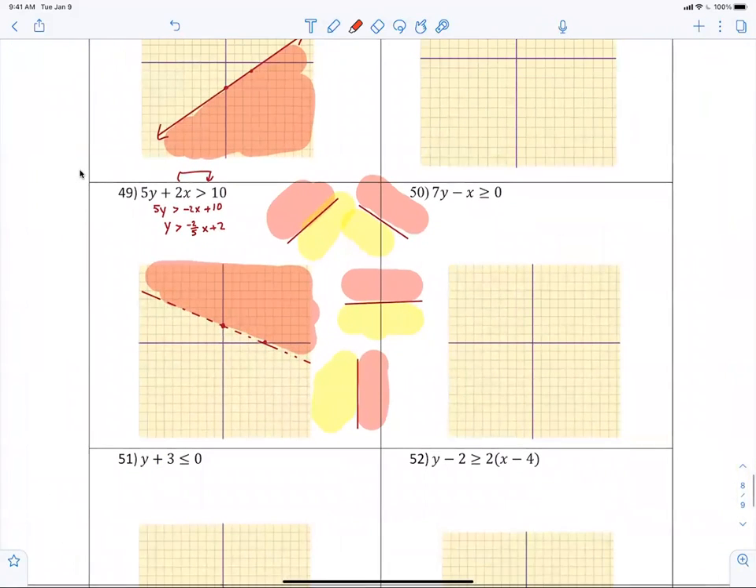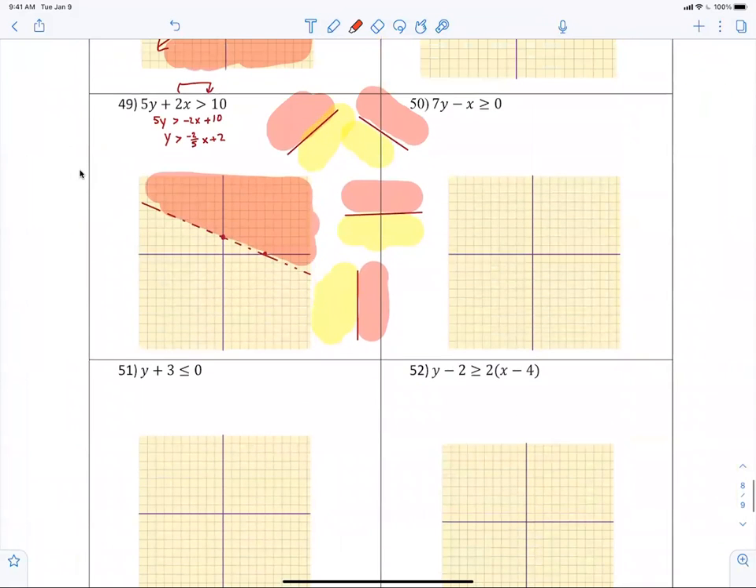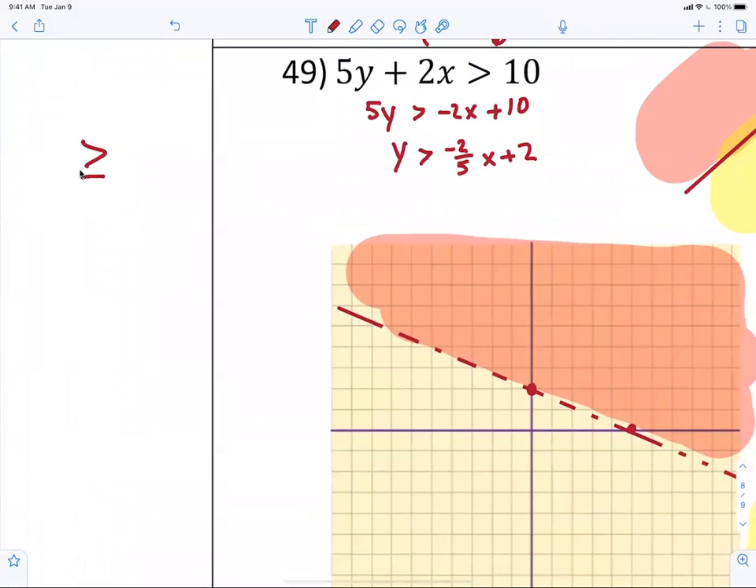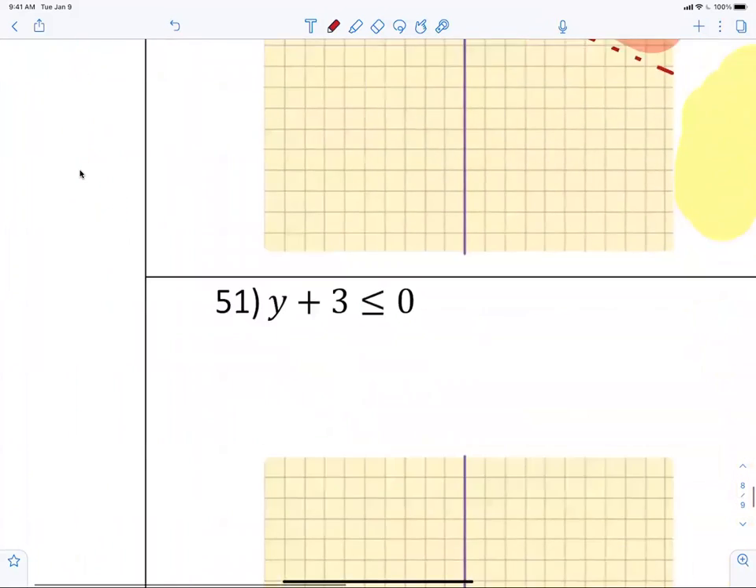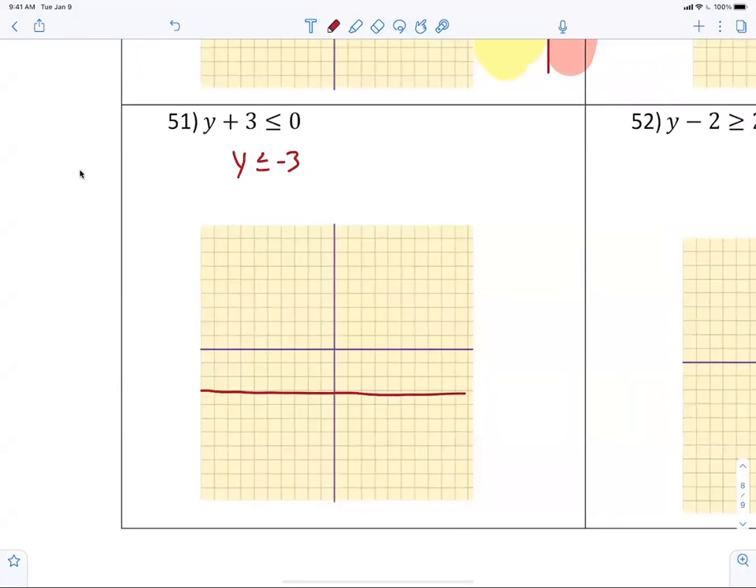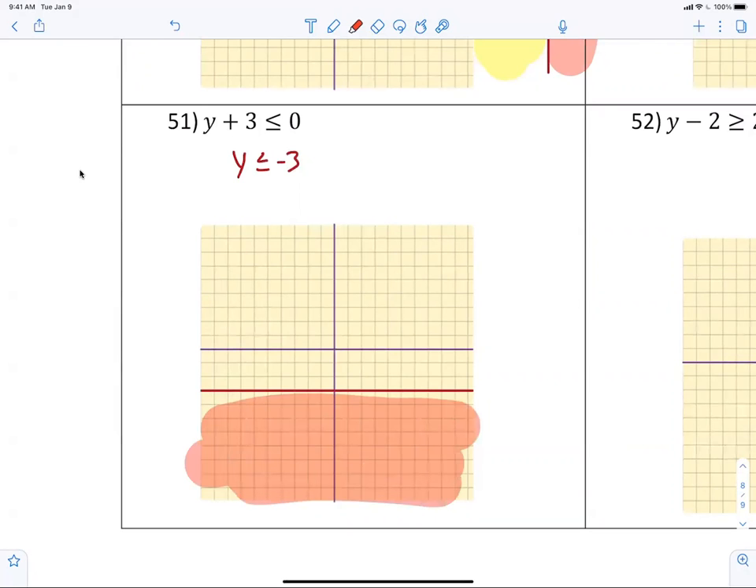All right, now that brings us real quick. What if it's equal to, it's a solid, right? So here, this is what the case is. If it's greater than or equal to, less than or equal to, it's solid. If it's greater than or less than, it's dotted. Okay. Hold up, guys. y is less than or equal to -3. So we have a solid line at -3, shading where? Below. All right.